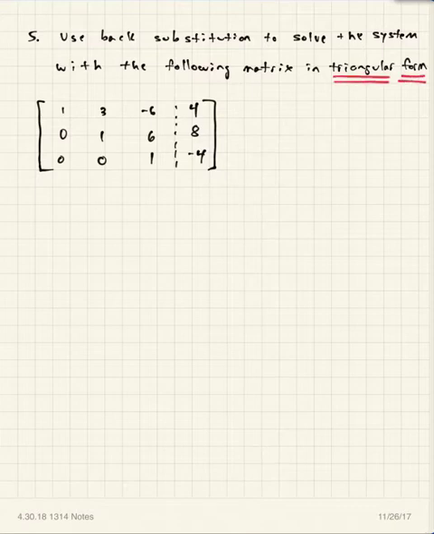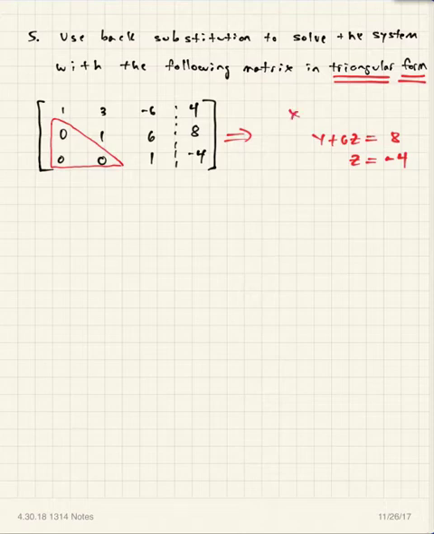Right here, it's in triangular form because there are zeros in these 3 positions right here. It's always these 3 positions. And because we have those zeros right there, if you look at the corresponding system that this represents, that last row represents z equals negative 4. The middle row represents y plus 6z equals 8. And then the first row represents the equation x plus 3y minus 6z equals 4, like that.